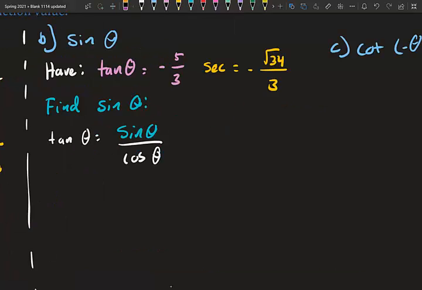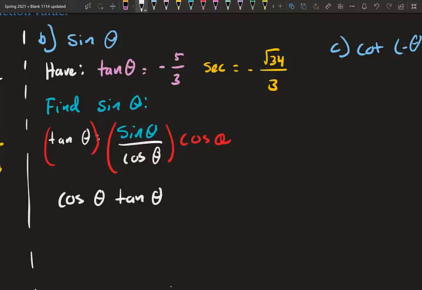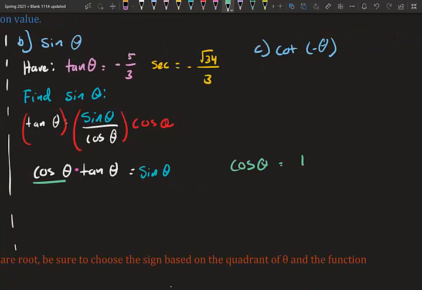Okay, so we're trying to find sine. So before we plug in any numbers, let's get sine by itself. To get sine by itself, we multiply by cosine theta. So we'll have cosine theta times tangent theta equals sine theta. If you're wondering what goes in between, it's just being multiplied together. So let's plug in what we have. We technically have cosine. It's given as secant, though. So we're going to switch the cosine to 1 over secant.